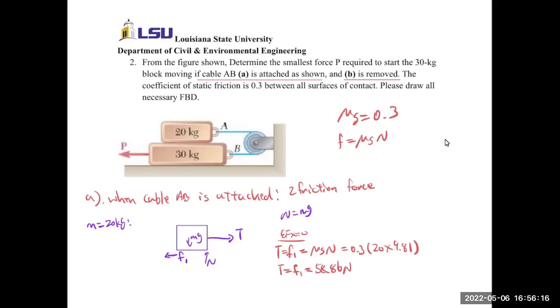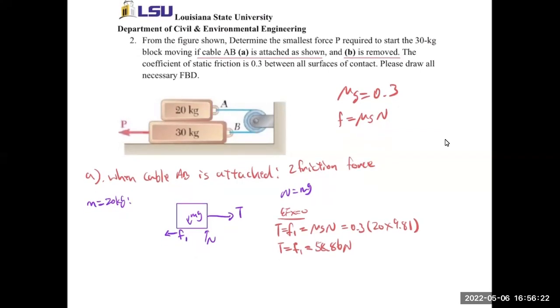Okay, so that's for the first case. So we determined the tension and the frictional force of this block. But since P is pulling the 30 kilograms, after we determine those two parameters, we have to go to another free body diagram. I have to draw the 30 kilogram free body diagram out and then determine what P is.